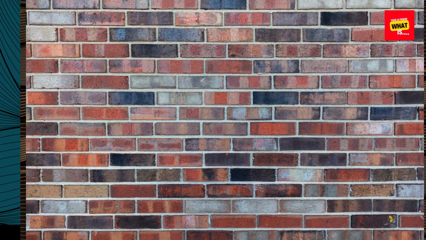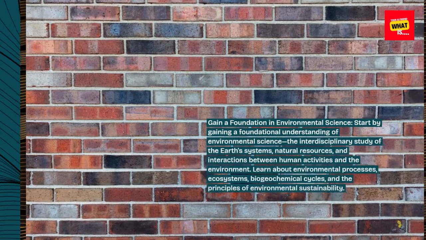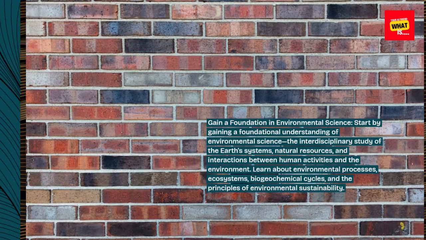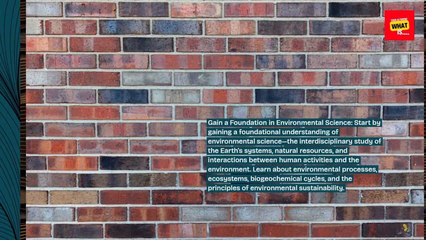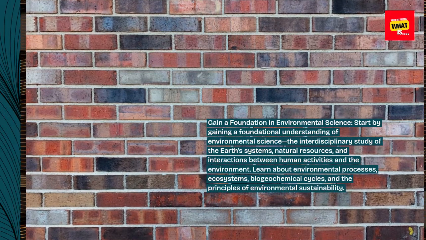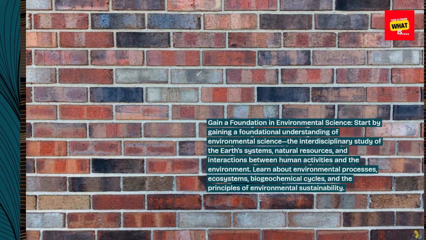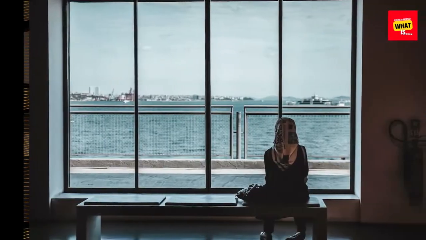Gain a foundation in environmental science. Start by gaining a foundational understanding of environmental science, the interdisciplinary study of the Earth's systems, natural resources, and interactions between human activities and the environment. Learn about environmental processes, ecosystems, biogeochemical cycles, and the principles of environmental sustainability.